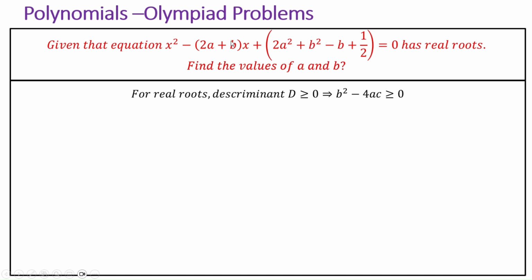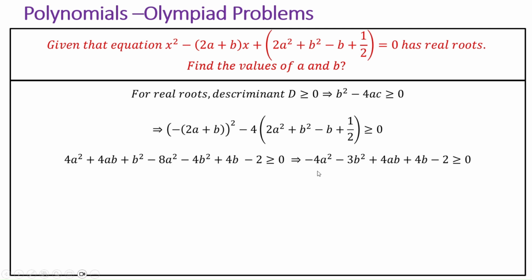Okay, and also to solve such equations, basically you can check alpha plus beta and alpha beta. That is also useful. Okay, now let's check the discriminant and take the values from here and simplify it. What you will get is, let me put the pointer, minus 4a square minus 3b square plus 4ab plus 4b minus 2 is greater than or equal to 0. Okay, simplify it further.